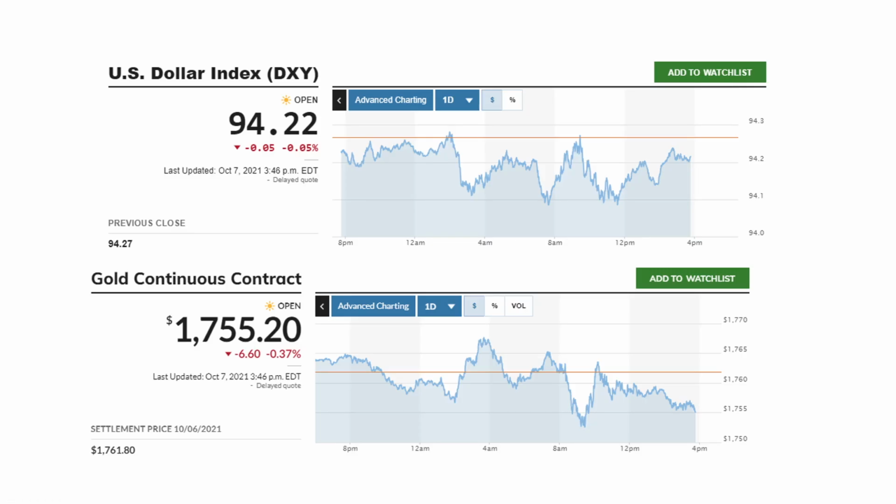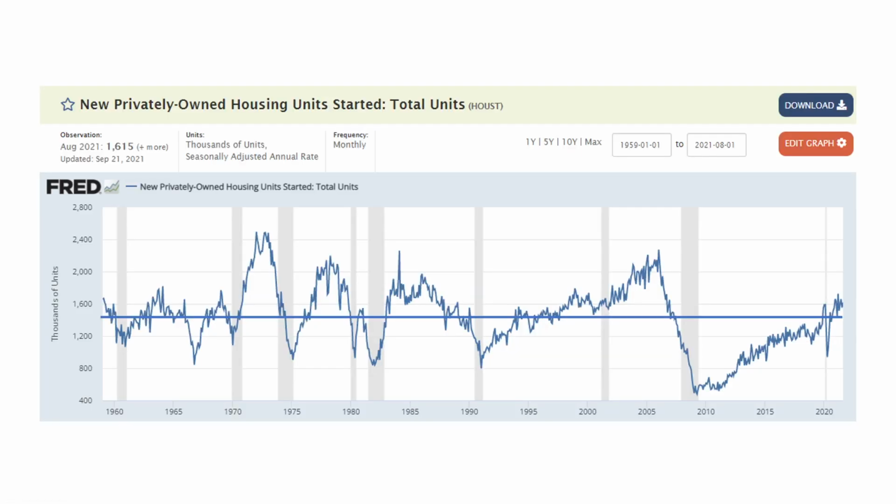But just starting off, we've got the dollar. It was slightly down today, not really doing too much. And gold was slightly down today as well. Now I'm going to jump into where we are in the real estate cycle.